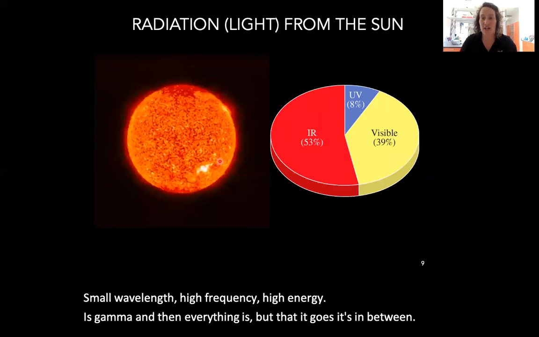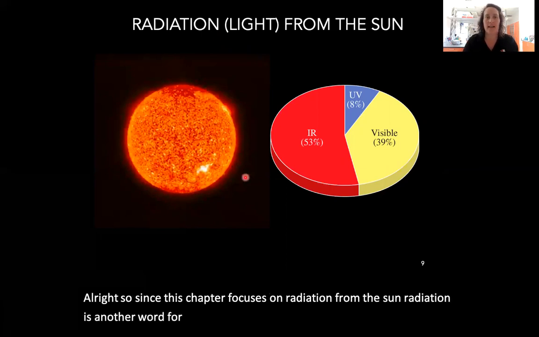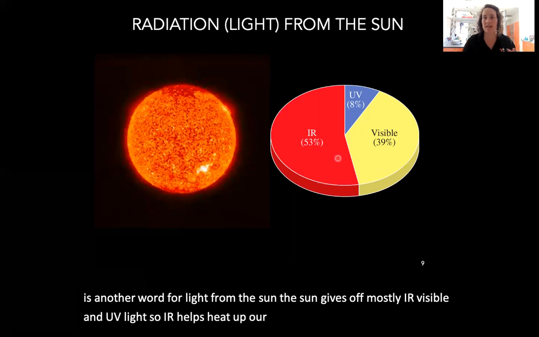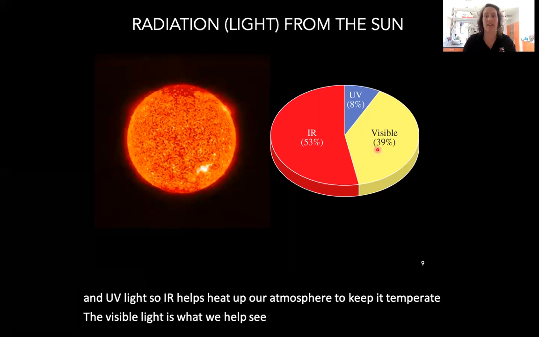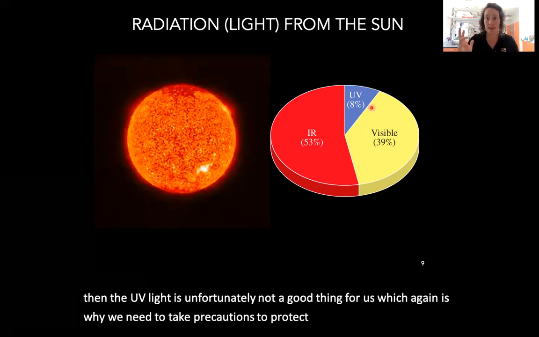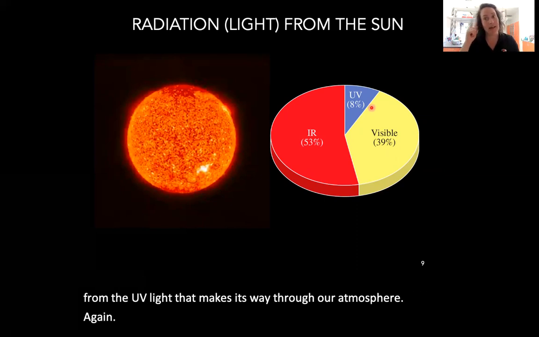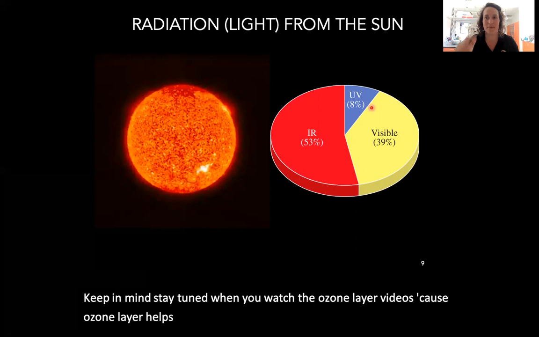All right, since this chapter focuses on radiation from the sun, radiation is another word for light from the sun. The sun gives off mostly IR, visible, and UV light. IR helps heat up our atmosphere to keep it temperate. The visible light is what we see with, so we can see everything. And then the UV light is unfortunately not a good thing for us, which is why we need to take precautions to protect ourselves from the UV light that makes its way through our atmosphere. Stay tuned when you watch the ozone layer videos, because the ozone layer helps protect us from this UV light.